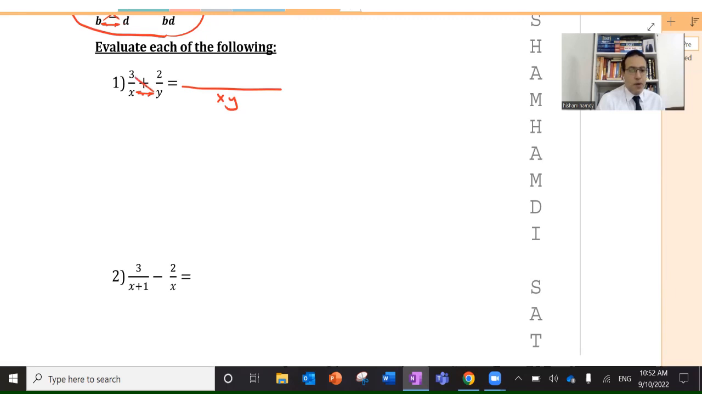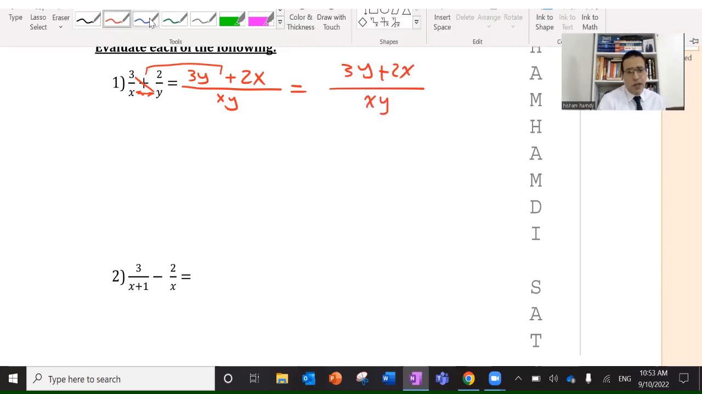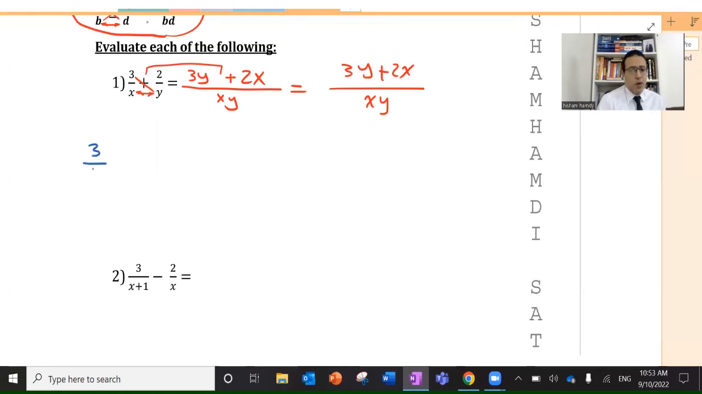Then I'm going to multiply y by 3, 3y. Add this side, and 2 by x is 2x. So it's 3y plus 2x divided by xy. Another solution is that you can write it as 3 over x plus 2 over y.